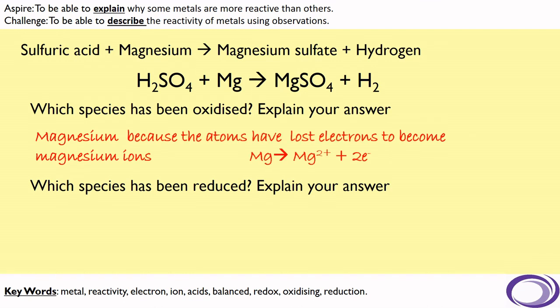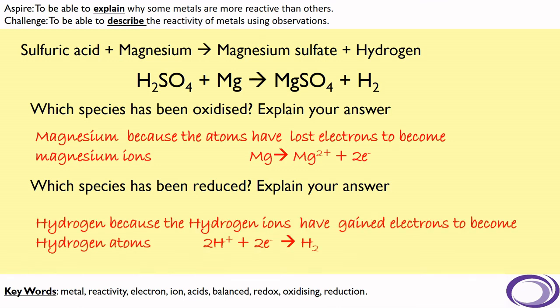So the magnesium was oxidised because the atoms have lost electrons to become magnesium ions. And I've just written a half equation to represent that. So magnesium forms magnesium 2+ plus 2 electrons. Now those electrons are actually then gained by the hydrogen, which means the hydrogen is reduced because the hydrogen ions have gained those electrons to become hydrogen atoms. And again, I've written a half equation here for you to see that. So two hydrogen ions gain two electrons and form H2.